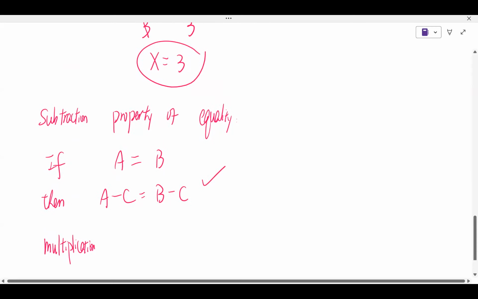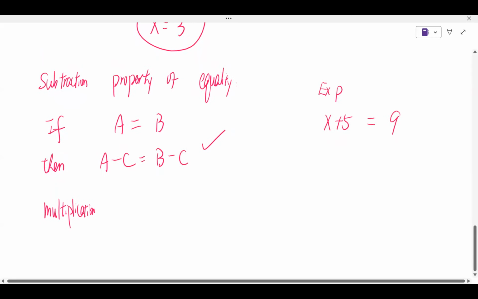Maybe let me quickly give you an example. Let's say we have x plus 5 equals 9. In order to get x by itself, you subtract 5 from both sides of the equation. Once you do that, x is by itself, which is what we want. 9 minus 5 is 4. Then we figure out the value of the variable x.